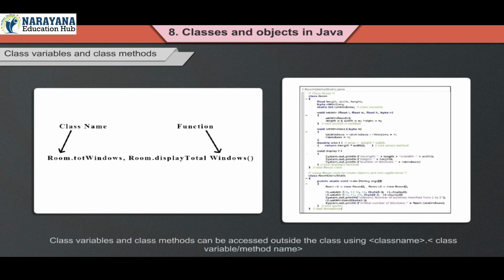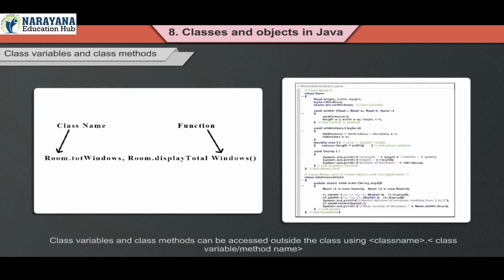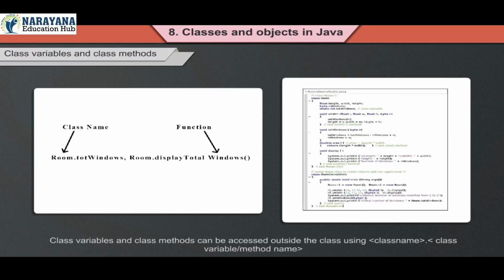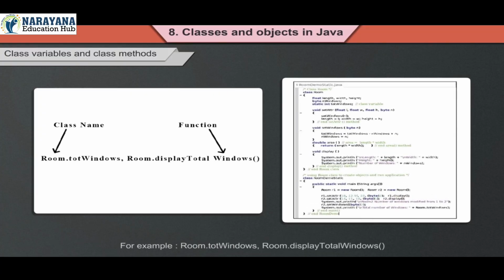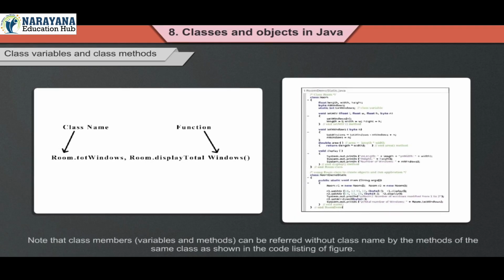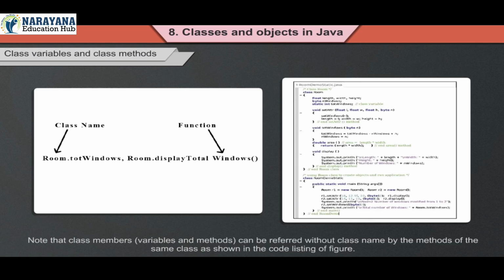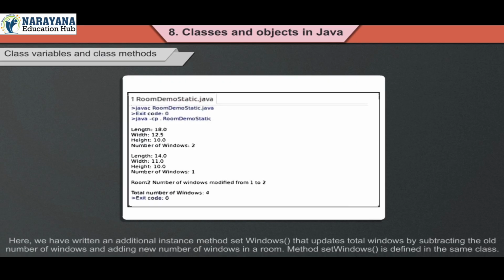Class variables and class methods can be accessed outside the class using the class name, a dot, and the class variable or method name. For example, Room.totalWindows, Room.displayTotalWindows. Note that class members, that is variables and methods, can be referred to without the class name by the methods of the same class, as shown in the code listing of the figure. The output of the code shown in the figure is given in this figure.